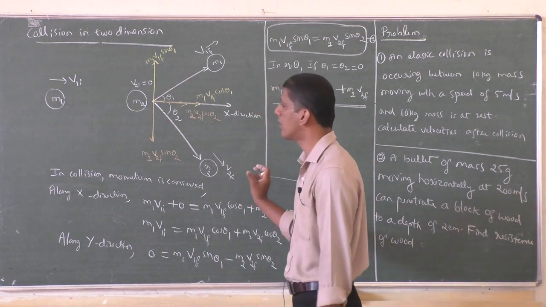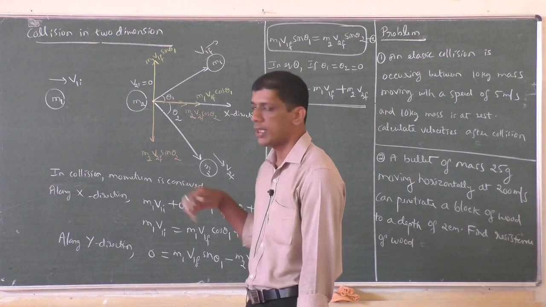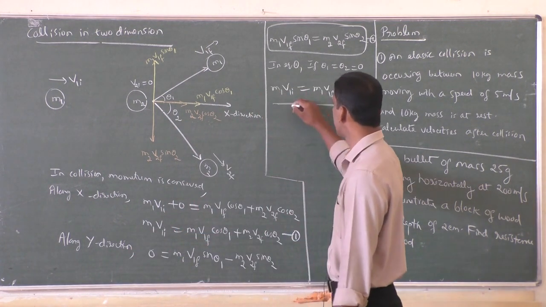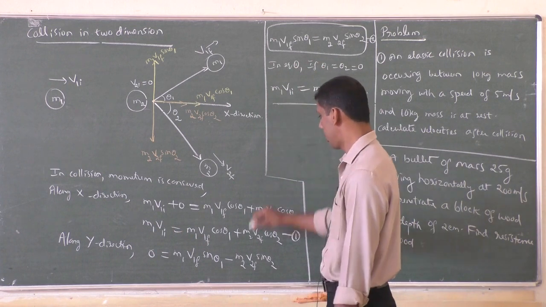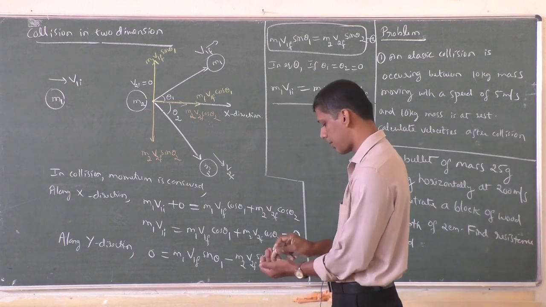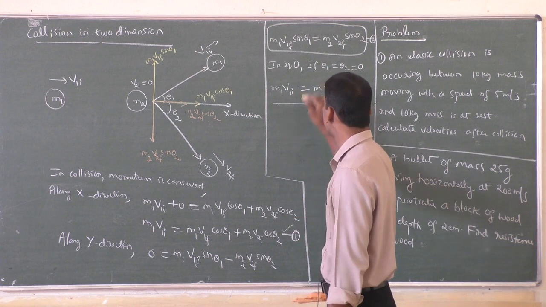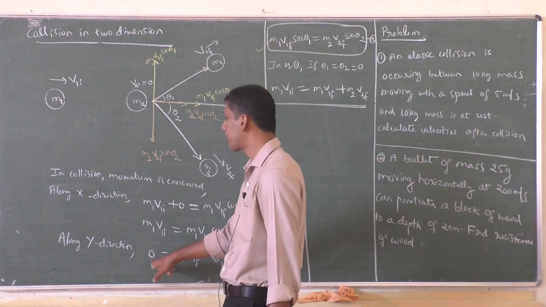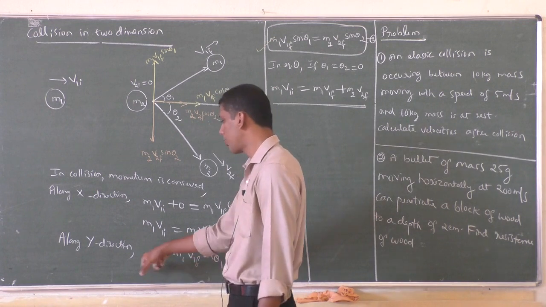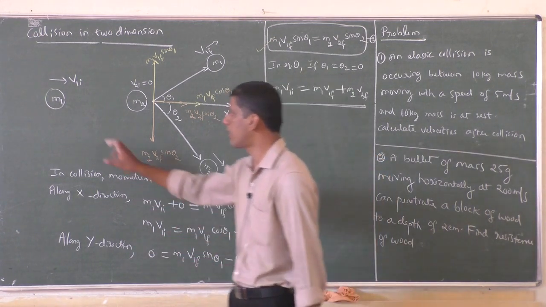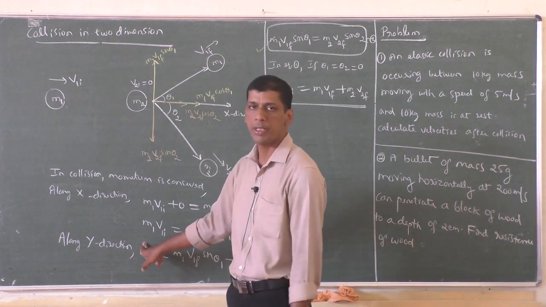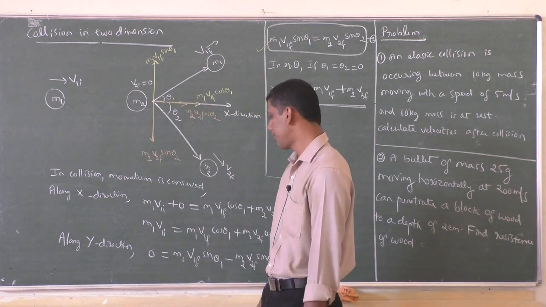So we have tried the momentum along the x as well as along the y direction. We have to remember this formula, one formula is this one, and the second formula we have to remember is this one. So there is no momentum along the y direction before the collision, because the body goes straight along the x direction. Therefore there is no momentum along the y direction.